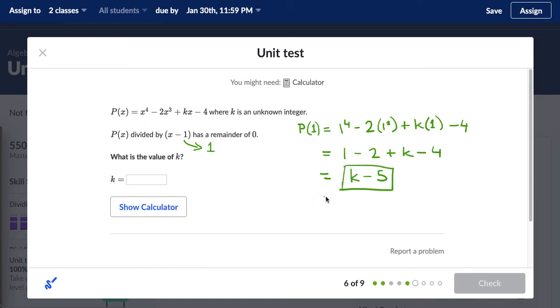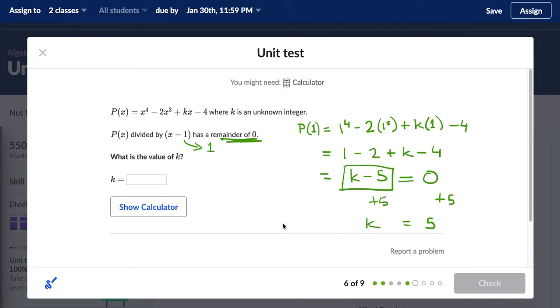So now what we're told is that this has a remainder of 0, right? So k minus 5 has a remainder of 0, so we say, okay, well, this is equal to 0, okay? It has to be equal to 0 because there's a remainder of 0. That's the way we solved it, okay? So now we solve for k, right? So we add 5 to both sides, inverse operations, and therefore we now have k equals 5.